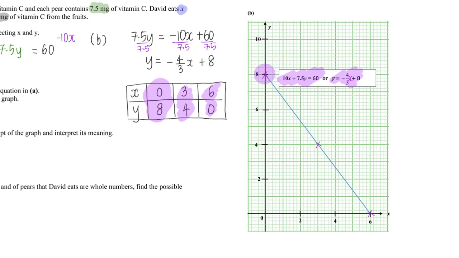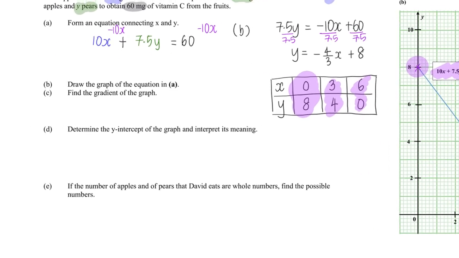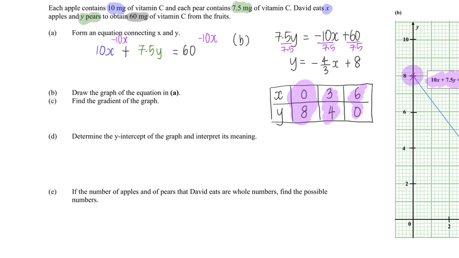Now, for part C, let's look at the question. The question asks us to find the gradient of the graph, which is pretty straightforward if we know that given in this form here, this happens to be my gradient. And if you don't already know, this happens to be my y-intercept.